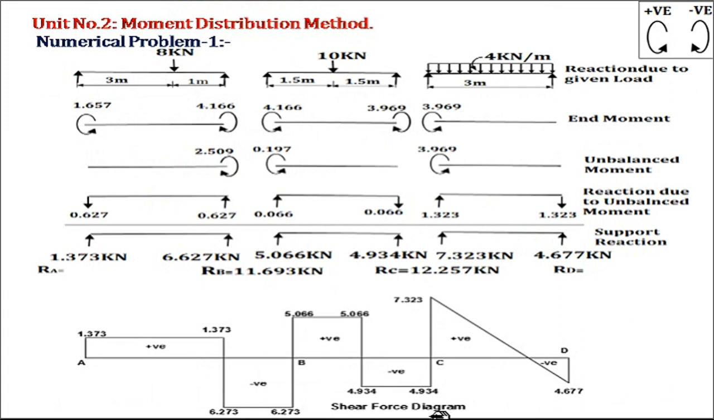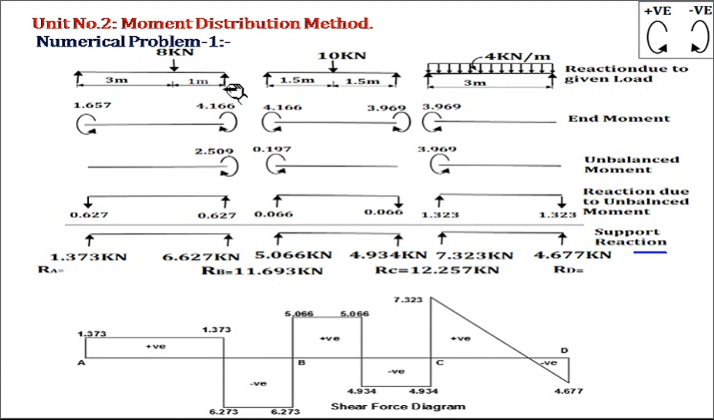Next step is to draw the shear force diagram. To draw the shear force diagram, first we have to find the support reactions. Now here we have to separate the beam. This member is AB, then BC and CD. Now the moment in member AB is plus 1.657. As it is plus, it means anti-clockwise. So for member AB the moment is acting in anti-clockwise direction.